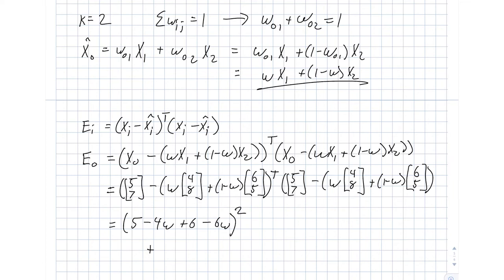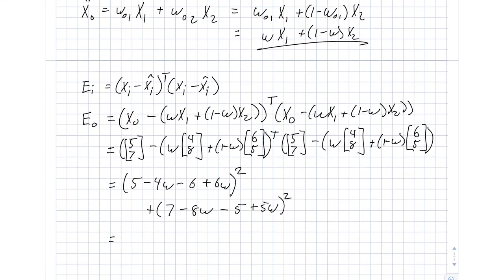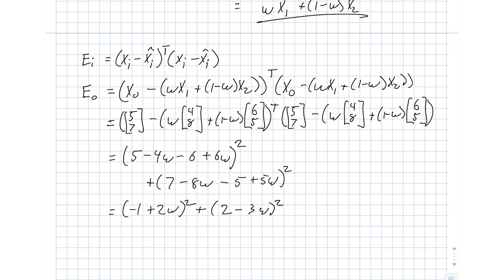And then working from the second row, we have 7 minus 8w minus 5 plus 5w. And I need to correct my signs over here. This is actually a minus here and a plus there. And that term is squared as well. So we can simplify this down to minus 1 plus 2w squared plus 2 minus 3w squared. I'm going to go ahead and leave it that way. So we have this cost function E0, and through this derivation, it is just a function of w.